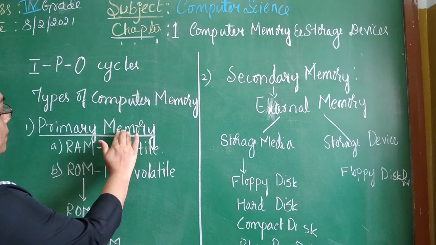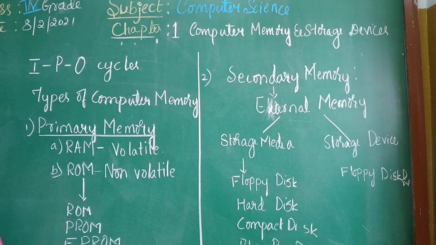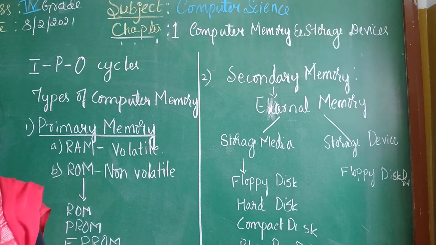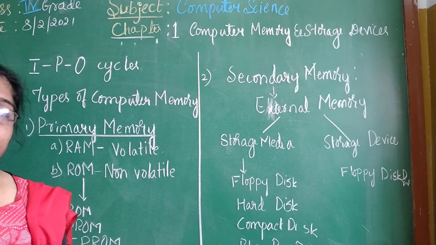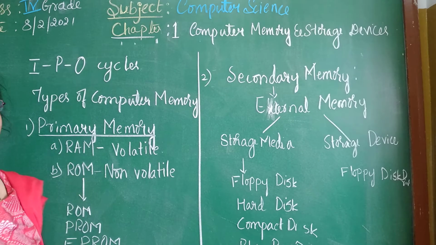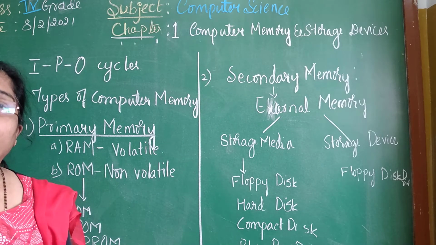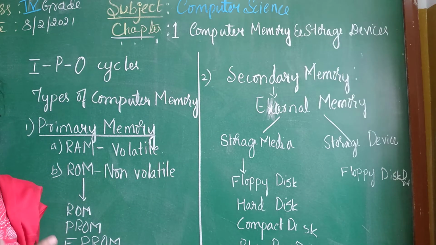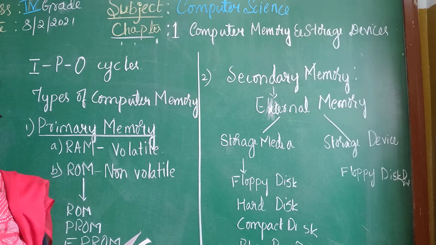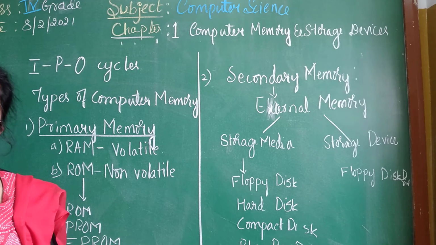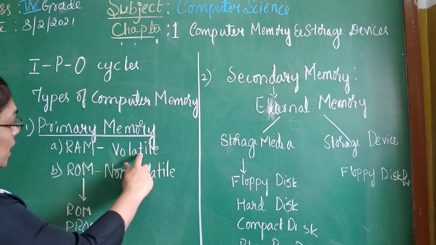Again, this primary memory is divided into two types of memories, that is RAM and ROM. RAM is a volatile memory where you can read and write. The full form of RAM is random access memory. It is a volatile memory where you can store something for some time. RAM is a read and write memory. It is attached to the motherboard inside the CPU. It is in the form of chips. So, this is volatile memory.